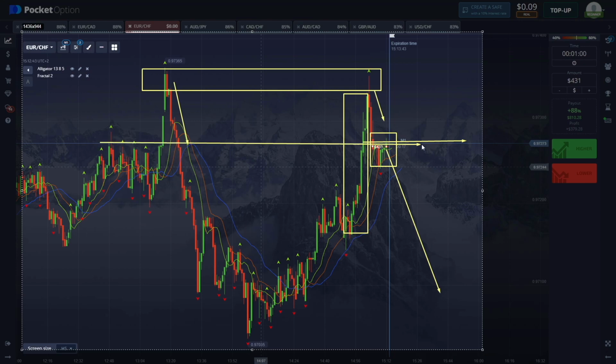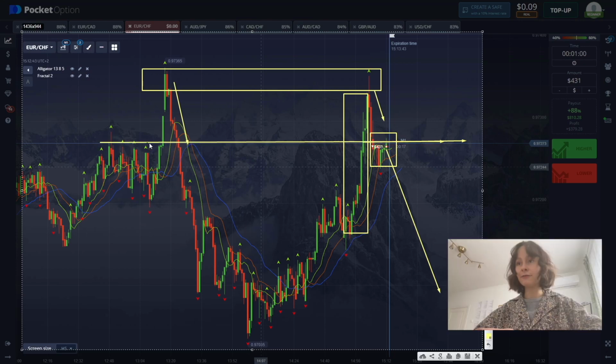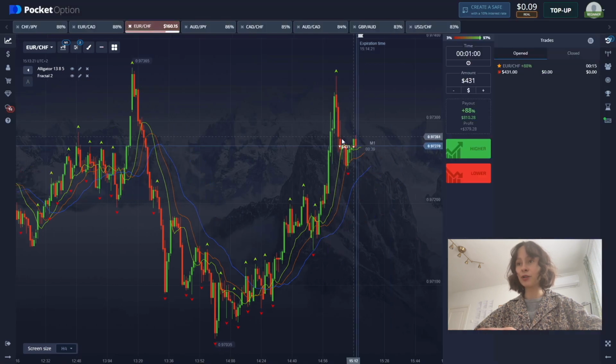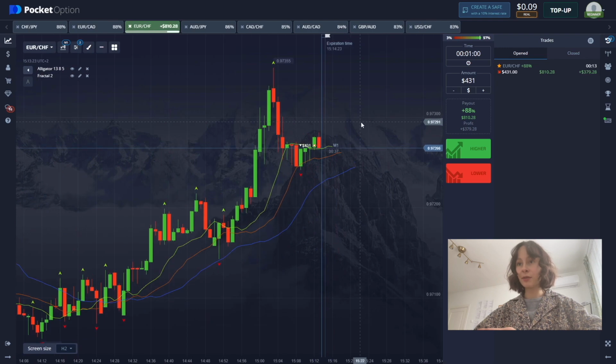Let's see, if we look from this level, the resistance zone, I think that the motion should go down. Yes, we see the emergence of the red candle. It's quite close to the price. The price stays the same.